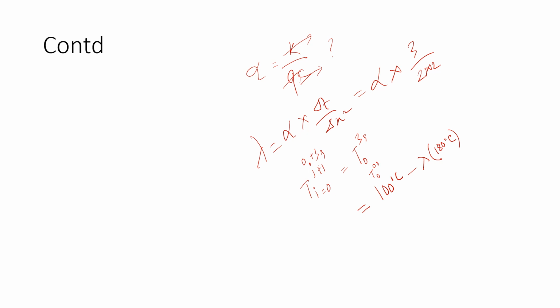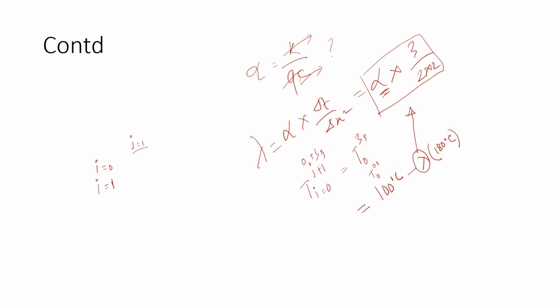And the value of lambda can be known from this. You know the value of alpha, you can know the value of lambda, and accordingly you take. So by this way, you know what the temperature is at i is equal to 0 for j is equal to 1, after 3 seconds. Now you will try to find the value of temperature at point i is equal to 1 at the same time scale. But this time i will be 1.